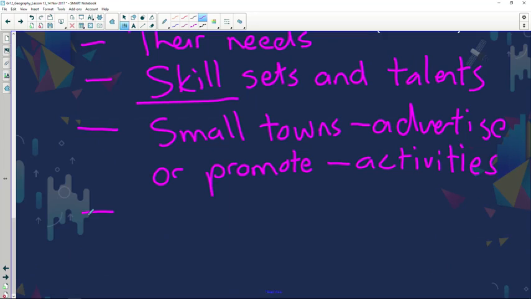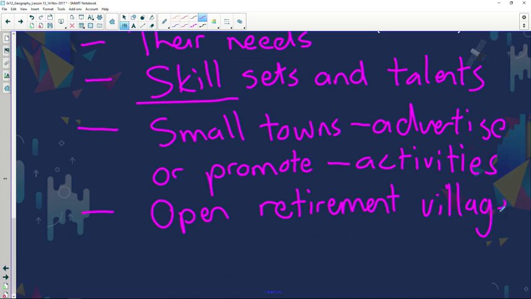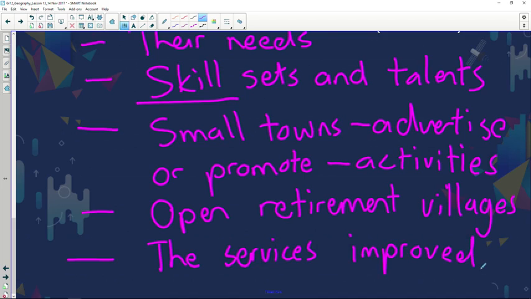Another thing we can do is open retirement villages in these small towns. That means there will be an influx of people to come and visit the people that are in a retirement village. And not last but not least, probably the most important one, the services from the government need to be improved. Infrastructure needs to be improved, like the roads, for instance, the service delivery, for instance electricity, and clean drinking water needs to be improved in these areas. If all of these suggestions can take place, I'm sure that many people, instead of migrating to urban areas, will rather stay in their rural communities.